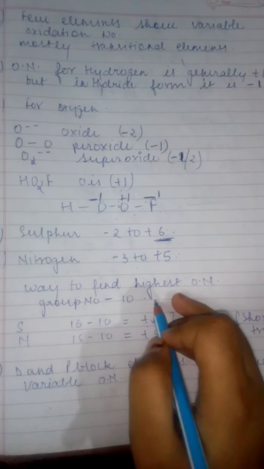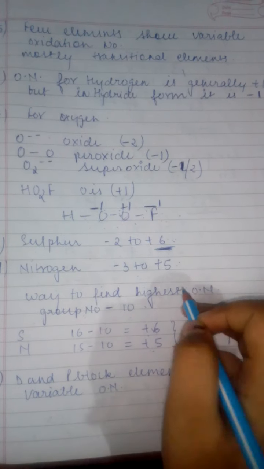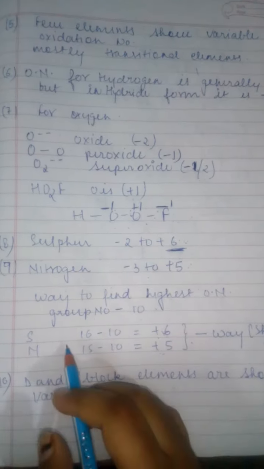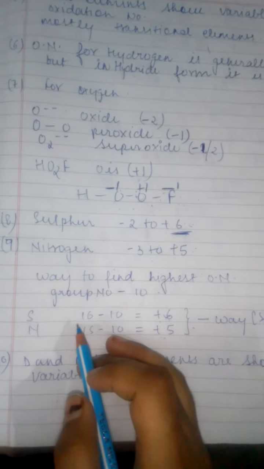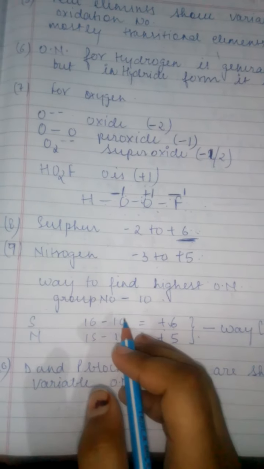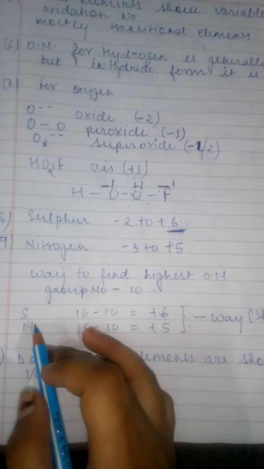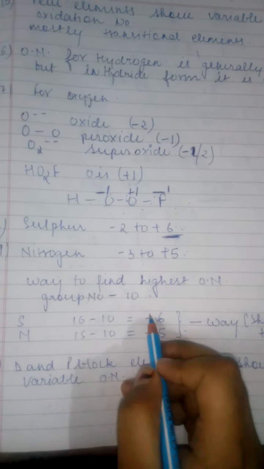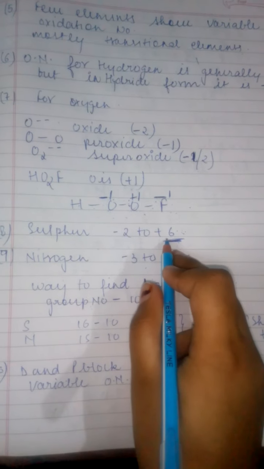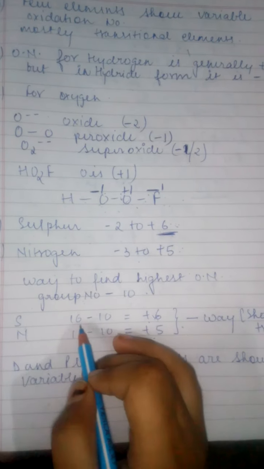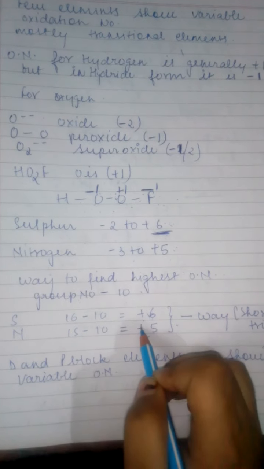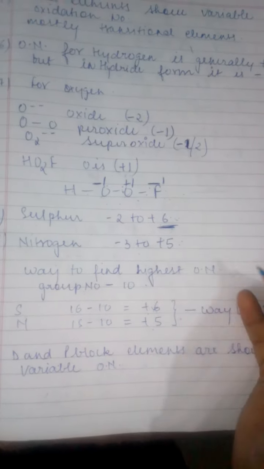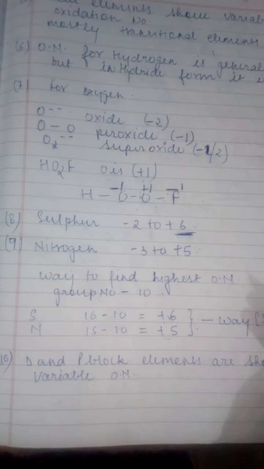Now I am telling you the way to find the highest oxidation number. The short trick is what? Group number - 10. Suppose I am taking sulfur. Sulfur group number is what? 16. 16 - 10 is equal to +6. This is the highest oxidation number. Nitrogen, 15 - 10 is equal to +5, which is the highest oxidation number for nitrogen. This is the way to find the highest oxidation number.